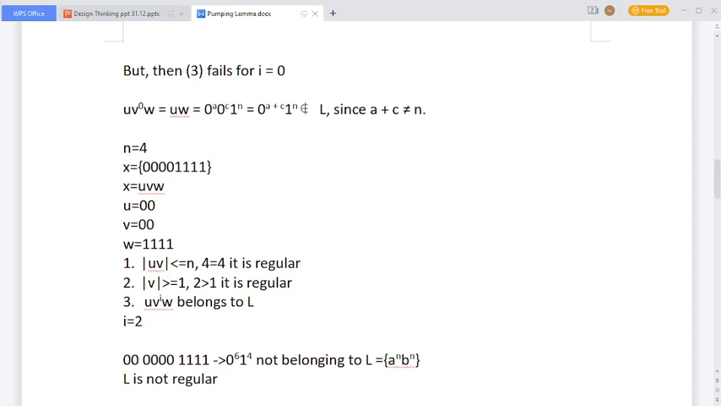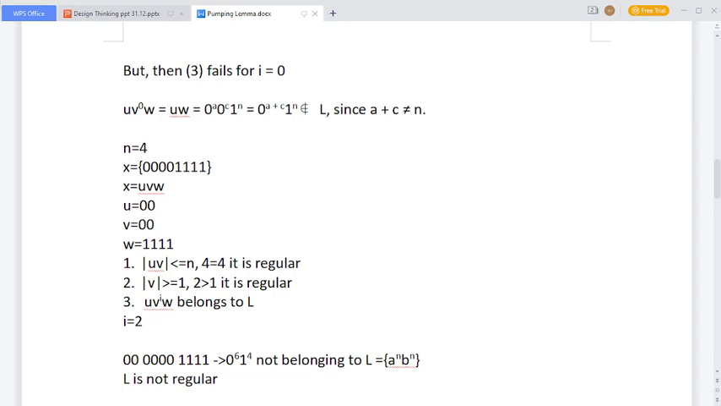So modulus of uv is less than or equal to 4. Yes, so this is n, the pumping lemma n. I am going to substitute the same value to that: 4 zeros followed by 4 ones. Modulus of uv is less than or equal to n, yes, 4 is equal to 4, so the first condition is okay. Then modulus of v alone is greater than or equal to 1, it is 2, and 2 is greater than 1, so that is also okay. But uv to the power i w must belong to L.